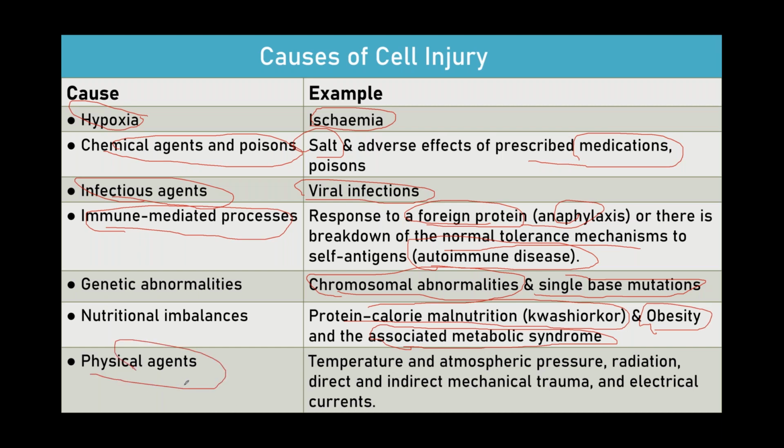Physical agent, it is temperature. Temperature is very important as a cause of cell injuries. And atmospheric pressure, also radiation, direct radiation and indirect, mechanical trauma and electrical current. This is about the causes of cell injury, because cell injury may lead to cell abnormalities, may lead to disease. That is why we discuss the causes of cell abnormality.